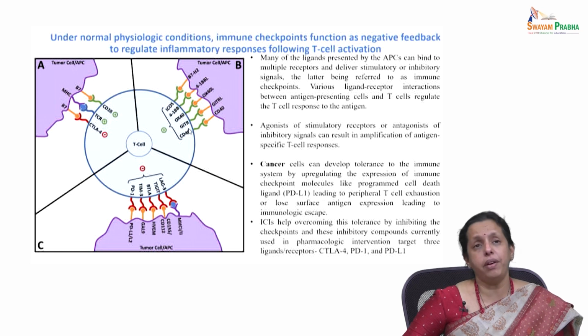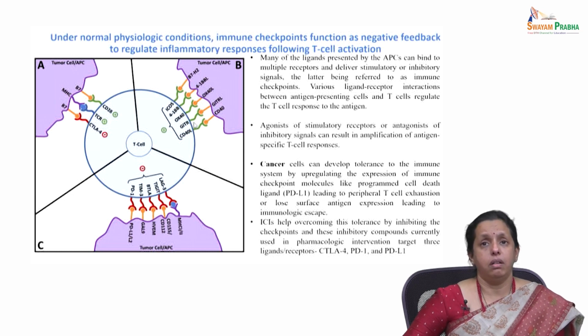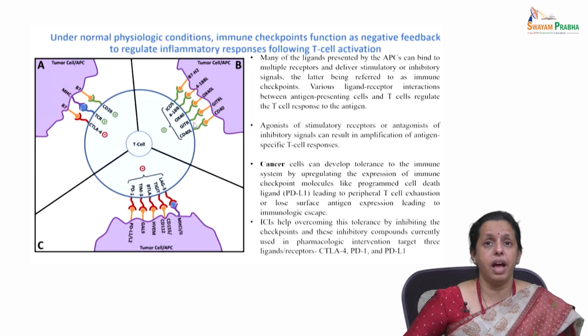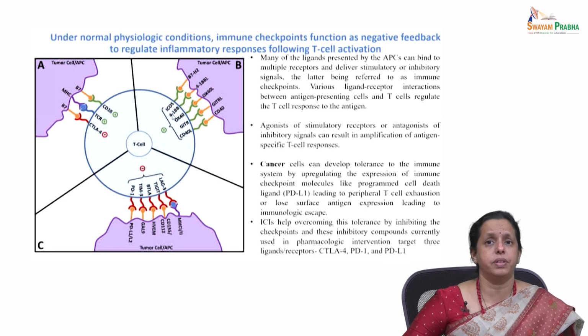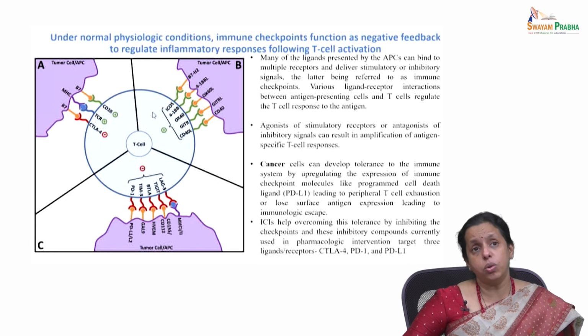The second, apart from this regular signal, is the co-stimulatory ligands on APCs. These co-stimulatory ligands will interact with the corresponding receptors on the T cell surface. Without co-stimulatory interactions, the T cell will either die or become anergic.